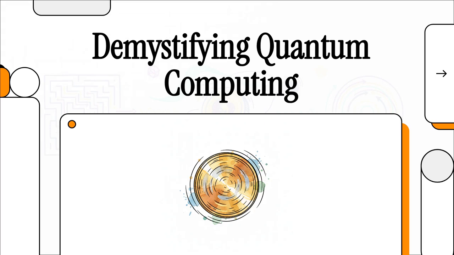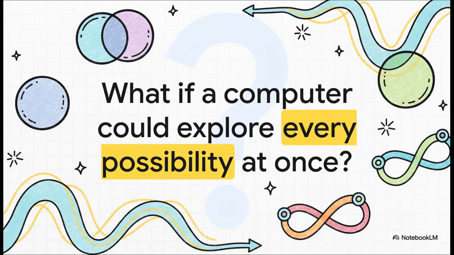All right, let's jump right in with a question that feels like it's pulled straight from a sci-fi movie, but believe me, it is quickly becoming science fact. So, picture this. You're trying to solve a super complex maze. A normal, classical computer has to try one path, hit a dead end, backtrack, and then try another, and another, and another. But a quantum computer, well, it plays by a completely different set of rules.